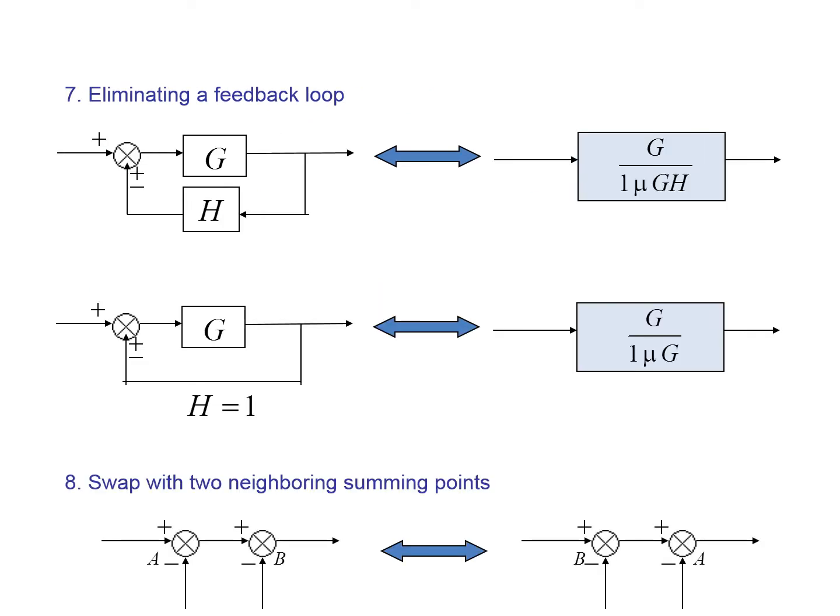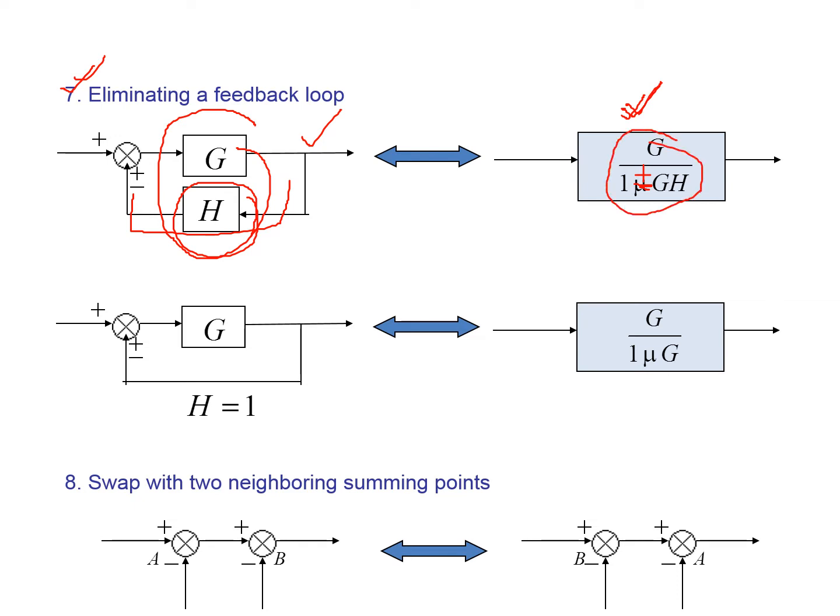Coming to the next point, that is eliminating a feedback loop. Here this path is called the feedback path. Now we are going to eliminate this path by using the concept of closed loop transfer function. This is simply a closed loop system. Then this system is represented by a single block which is having the transfer function G by 1 plus or minus GH. Okay, so this system is represented by a single block consisting of this transfer function.